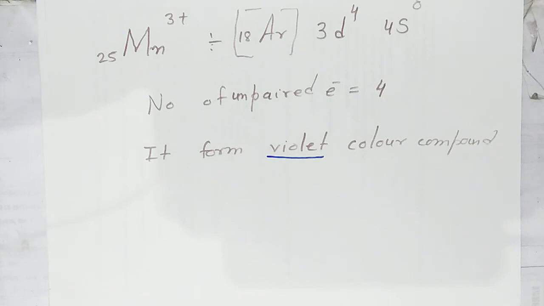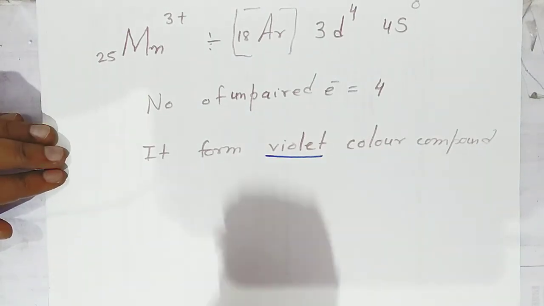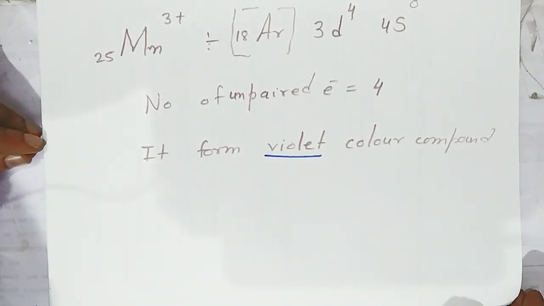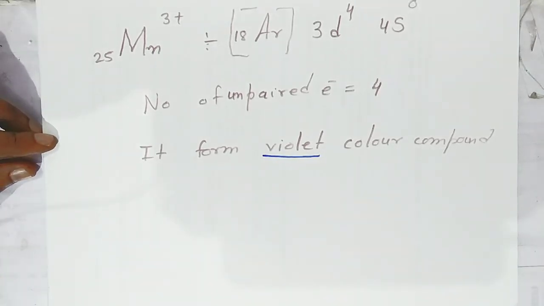Now students, I have explained 5 elements of the 3d elements, from scandium to manganese, in the first lecture. Now in the second lecture we are going to see the other 5 elements in the next video.